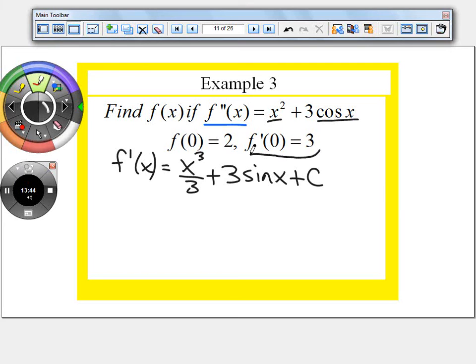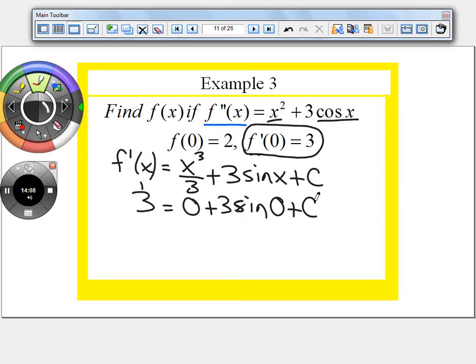So here's the information we would use. It says that whenever you plug in a 0 to f prime, you get a 3. So that means we would be able to plug in a 3 right here. And we'd plug in a 0 everywhere else. So that would be 0. And then actually that would be 3 sine 0 plus c. And if we solve that for c, then c would equal 3.